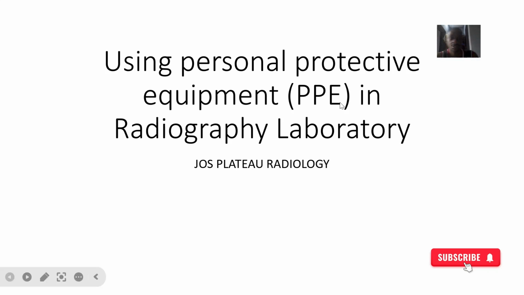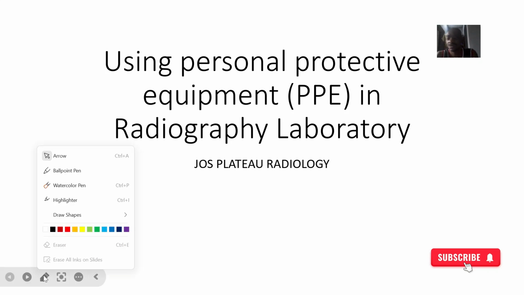Now we'll look at using the PPEs in a radiology department, or in a radiology lab, so to say. So PPE, we're trying to talk about what is a PPE, and also what is the importance. Why should I actually use a PPE in a radiology department?